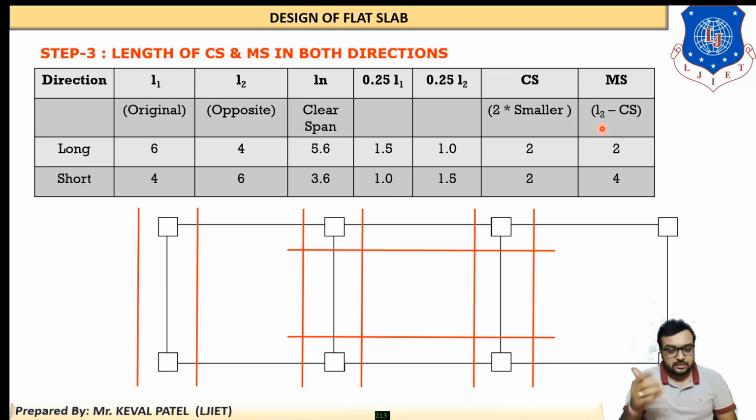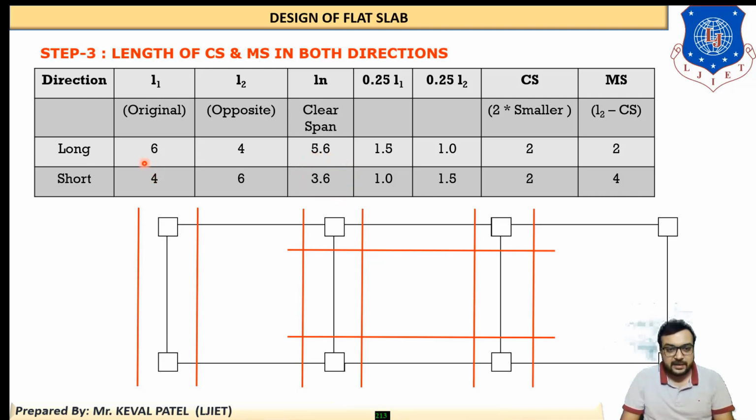Similar calculation, so you can see that for short direction, our L1 means original length is equal to 4 meter, and L2 means opposite length is equal to 6 meter. In this column, our clear span, so our column is 400 cross 400. So 4 minus 0.4, because we have to deduct 0.2 of both the column. So 4 minus 0.4 is equal to 3.6.